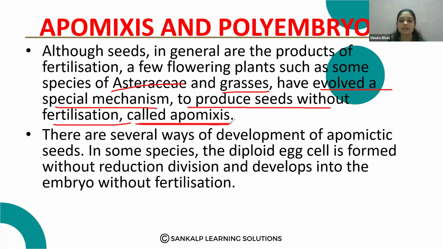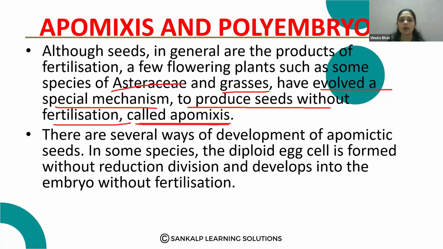There are several ways of development of apomictic seeds. In some species, the diploid egg cell is formed without reduction division and develops into the embryo without fertilization. So that is apomixis.